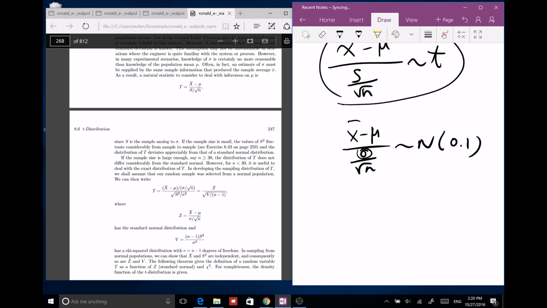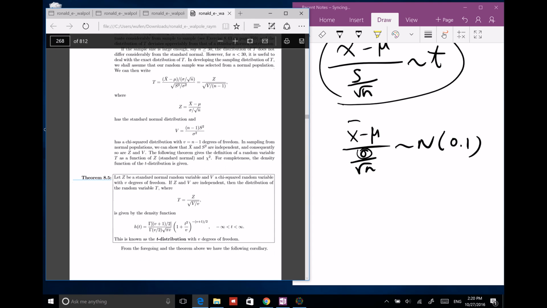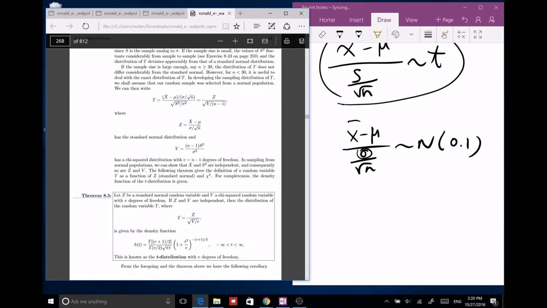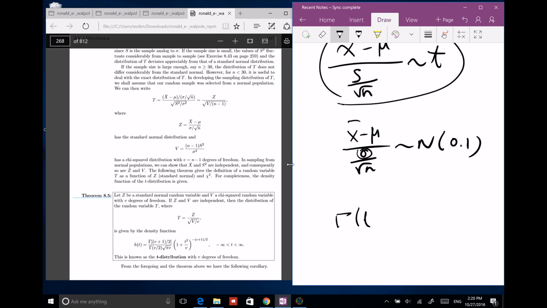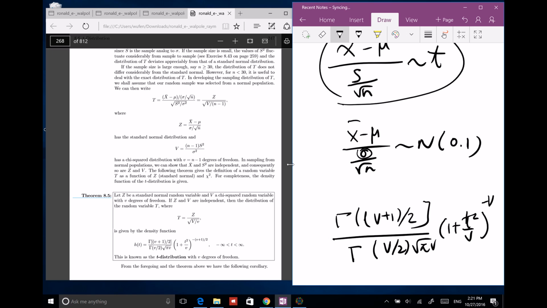It's pretty much like the normal distribution, they have their own distribution table. So this is the definition of the t-distribution. Normally, we're going to use a t-distribution table. We're not going to use this probability density function: gamma of v plus 1 over 2, over gamma of v over 2, over square root of pi v, of all of that, raised to the negative v plus 1 over 2. We're not going to do that.